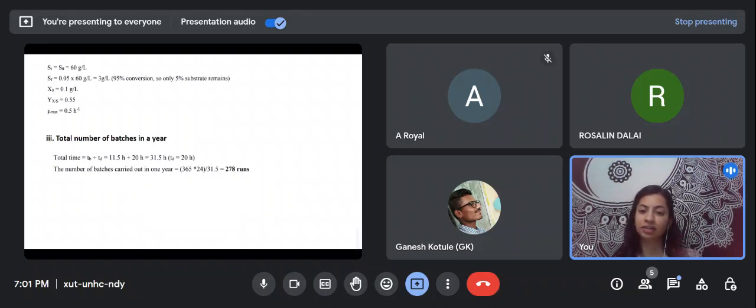So now, what you have to calculate is the total number of batches that you can have in a year. So now you know that a single batch is for 11.5 hours.